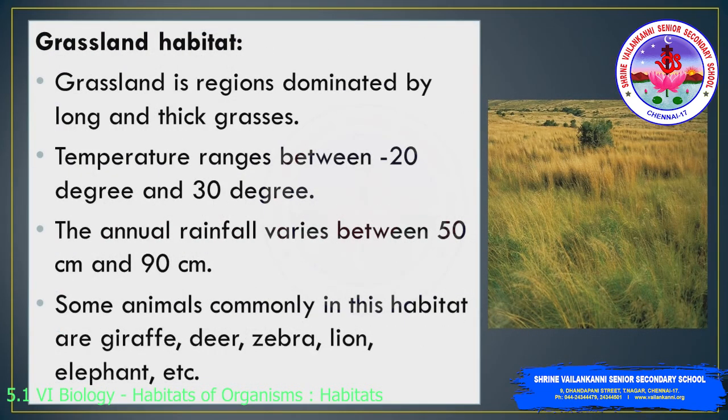The next type of habitat is the grassland habitat. Grassland is a region dominated by long and thick grasses, as you can see in this picture. The temperature ranges between -20 and 30 degrees. The annual rainfall varies between 50 and 90 centimeters. Some animals that are commonly found in this habitat are giraffe, deer, zebra, lion, elephants, etc.